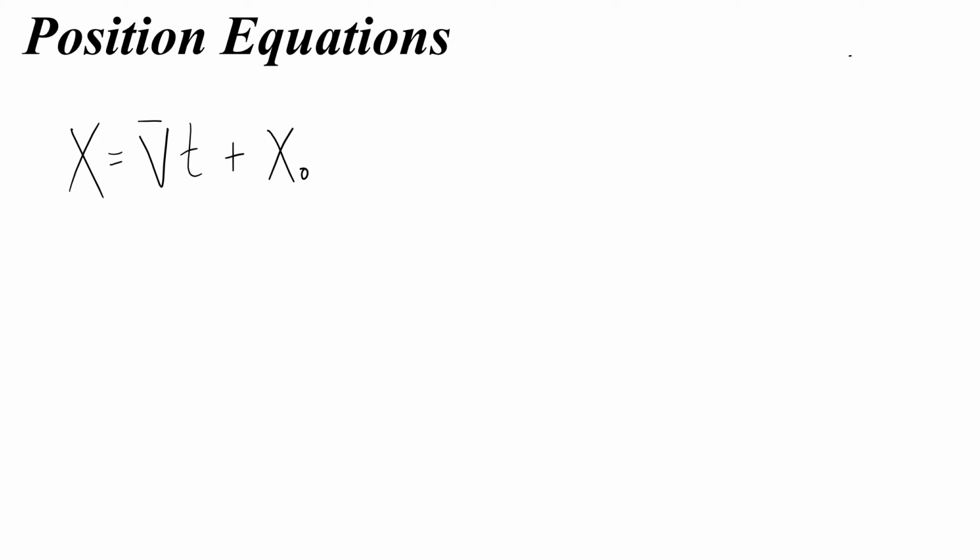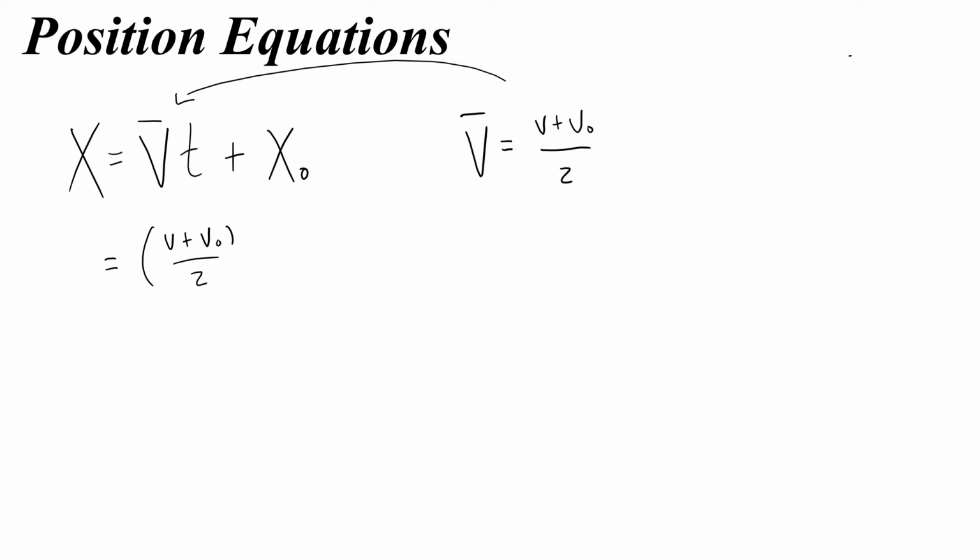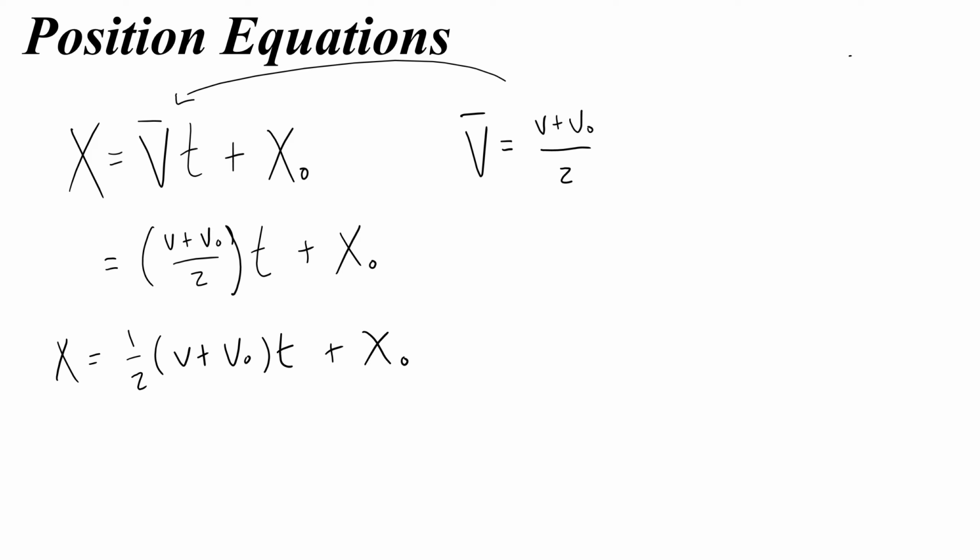And when we know that the object is moving at a constant velocity, I know that the average velocity just is that constant velocity. Well, now I have a way of understanding what to do if the average velocity is not necessarily the same as the velocity in the beginning or the velocity in the end. We use this little average velocity equation we just got. So if I plug that in here, I'm going to get v plus v naught over 2 times t plus x naught. And if I wanted to pretty that up a little bit, I would write x equals 1/2 (v plus v naught) t plus x naught.